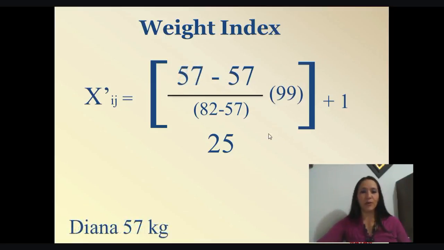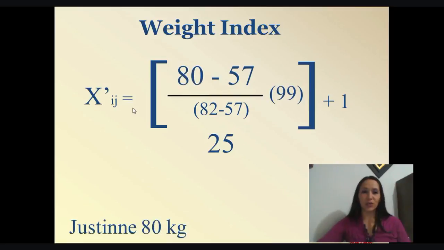The second example is Diana, who weighs 57 kilograms. That is the number that we are going to modify, the first one, minus the minimum, over the range, times 99 plus 1. So the result is 1.